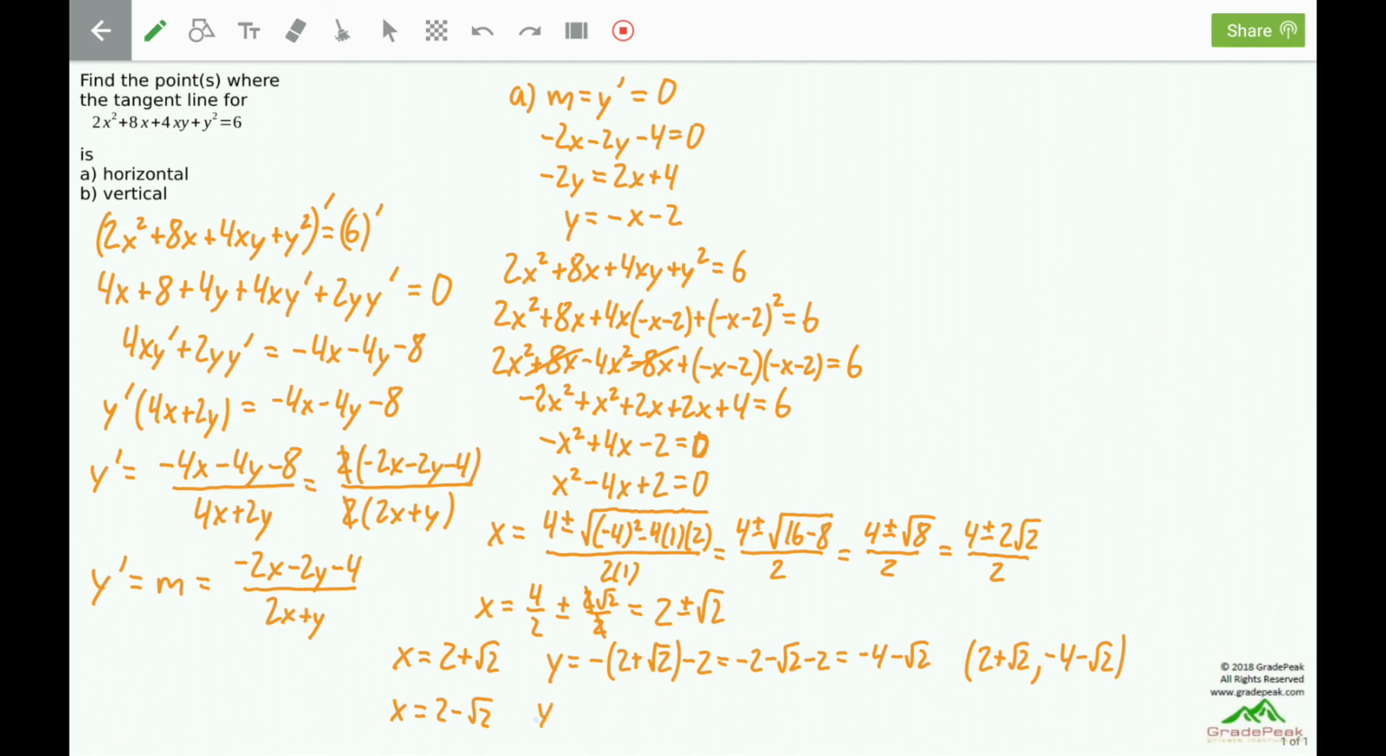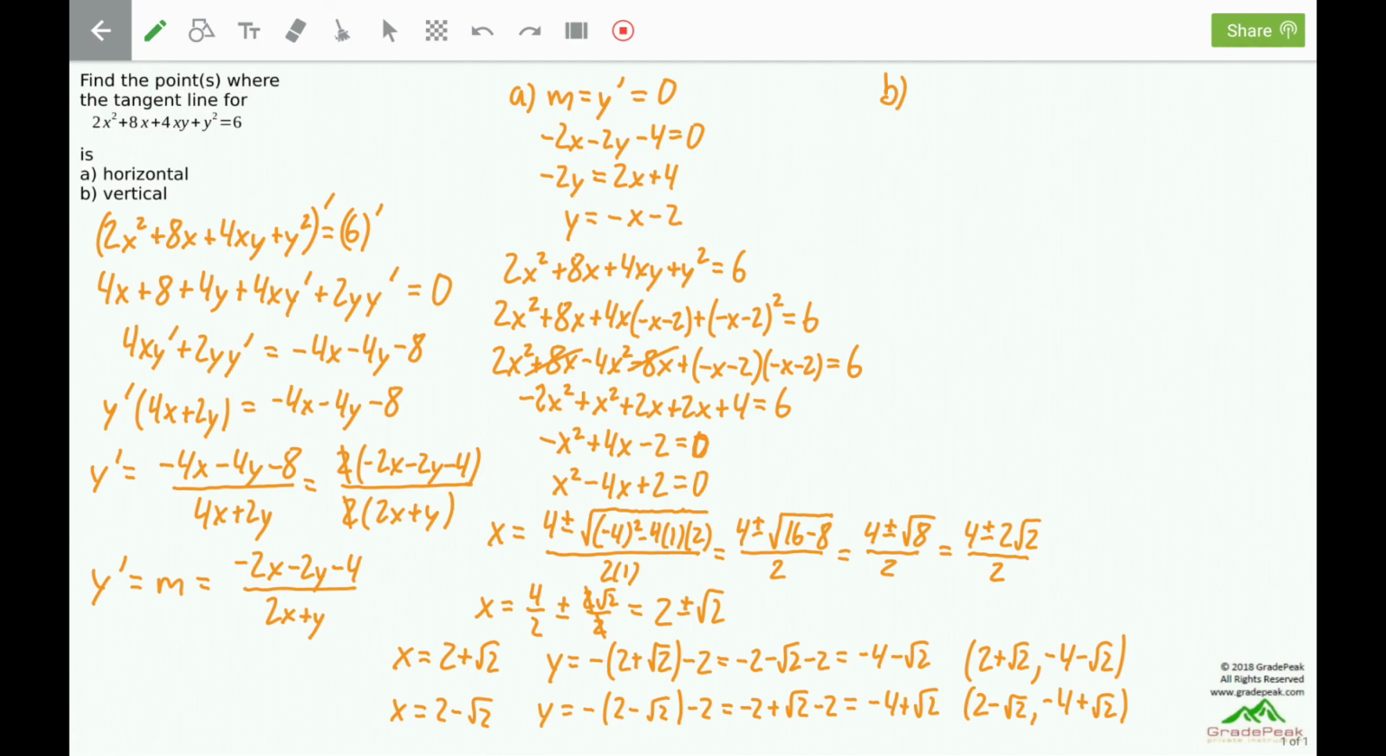For the x-coordinate of 2 minus root 2, the y again is negative x minus 2. We'll plug the x in as 2 minus root 2, and then all of that minus 2. Distributing the negative sign, we'll have negative 2 plus root 2, and then minus 2. Combine the negative 2's together, we will have negative 4 plus root 2. So we will have an x-coordinate of 2 minus root 2 and a y-coordinate of negative 4 plus root 2. There's the 2 points where the tangent line is horizontal.